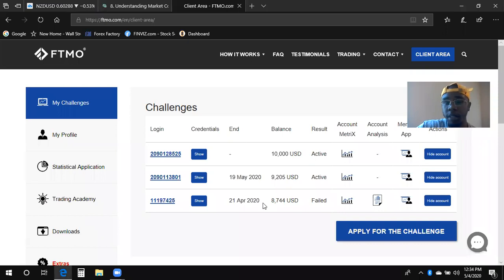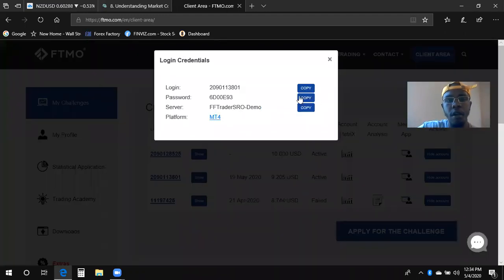This is my FTMO client area. You can see I had one here. This one here, I actually completely just lost in full. I think what happened, I lost $1,000 in a day, which it was done for. And I pretty much stopped trading on it, or I just stopped caring about it. This was the second one that I was doing. And let's look at this one real quick.